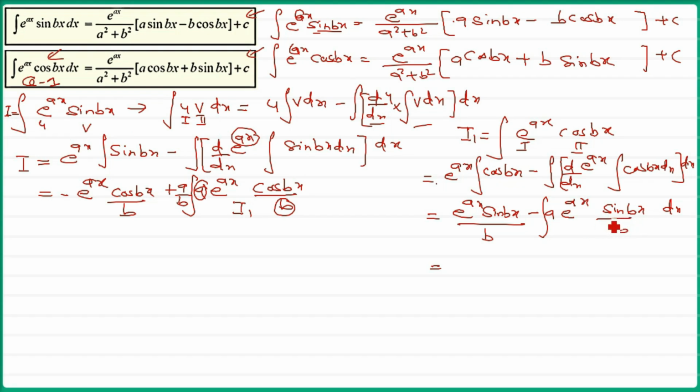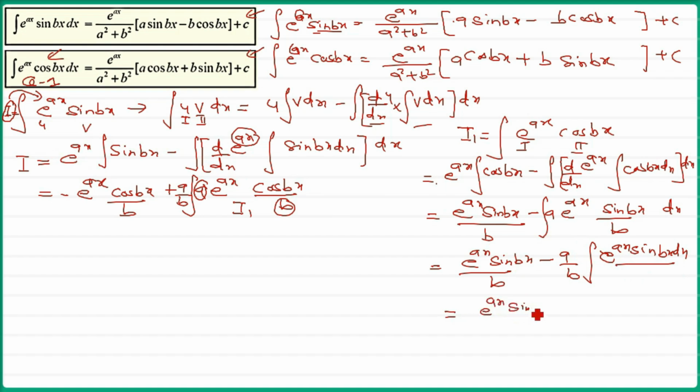No, you will just see, if you take this, let me write e raise ax sin bx divided by b. But the second term, if you take a by b outside the integral, what will remain inside? E raise ax sin bx. But to our utter surprise, this is already what we have started. Means this is the integral we have started with. So you don't have to integrate it again and again. You just have to write I in front of that. So e raise ax sin bx divided by b minus a by b, and this particular thing is I only.